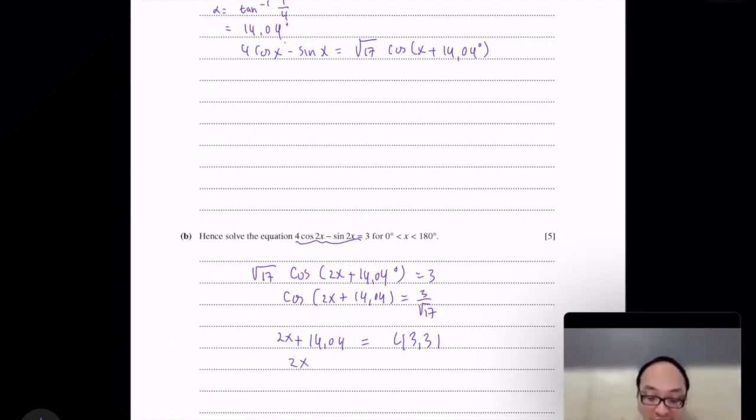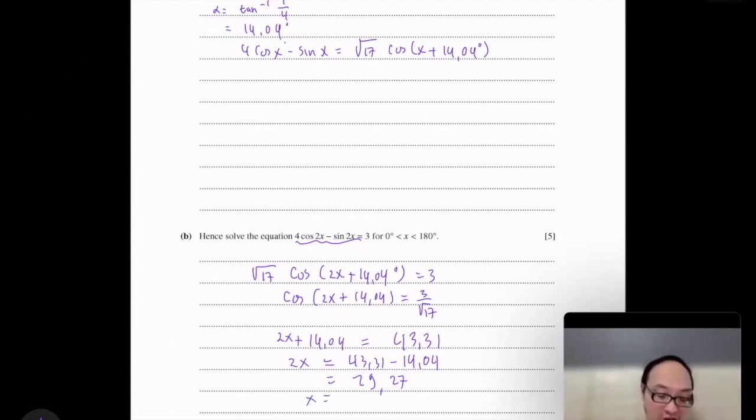So 2x equals 43.31 minus 14.04 equals 29.27. So x equals 14.64 degrees. So this is the answer.